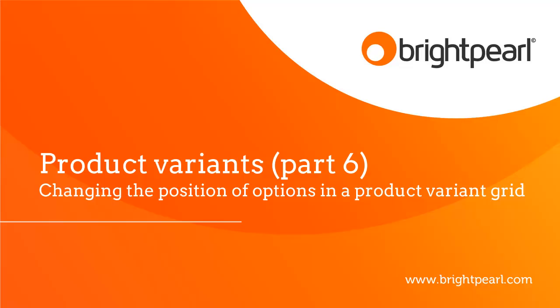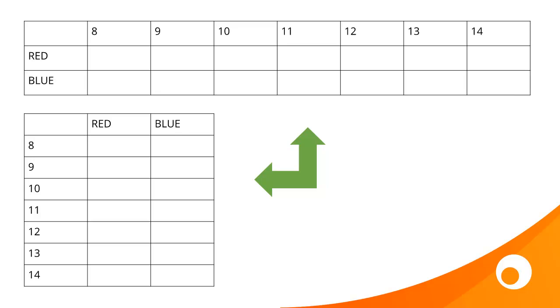In this video, we're going to see how to change the position of options in a product variant grid. Here we have two examples of a product variant grid. The top one has got colour on the left and then size along the top, and then the bottom one is the same products, but this time the size is down the left and the colour is along the top. Brightpearl automatically assigns the position the first time you create a product group, and this video shows you how to change that if you want to.